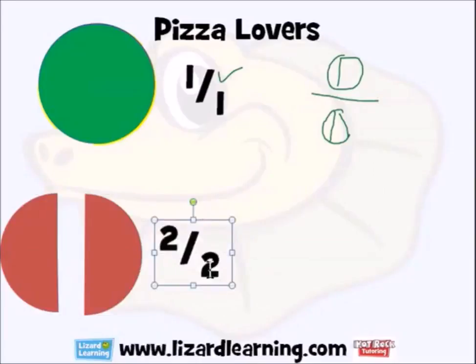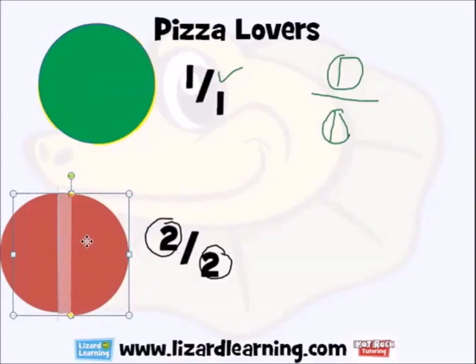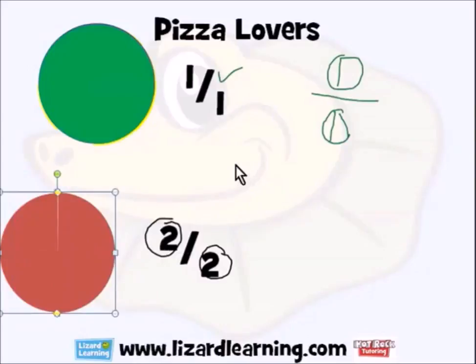The rule applies, right? The bottom number, which is the 2, tells us how many pieces I divide that pizza into. The top number tells us how many it took. Well, I took them both. So really, we have still got the whole pizza. You can put them back together. We've got both halves, but they still make the whole thing.